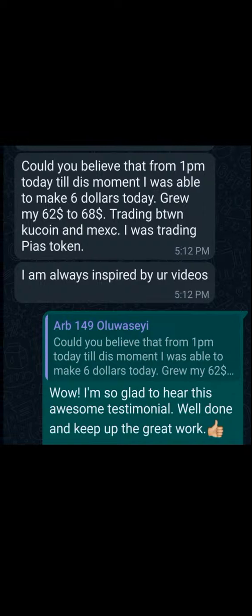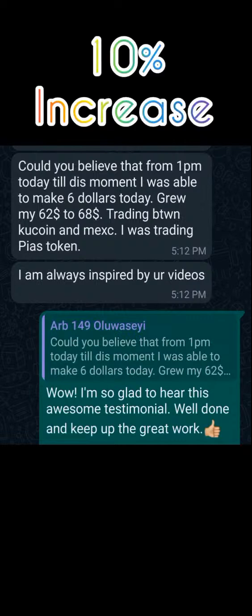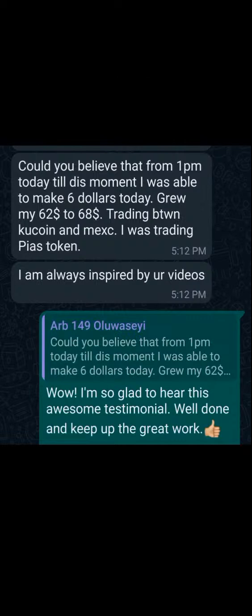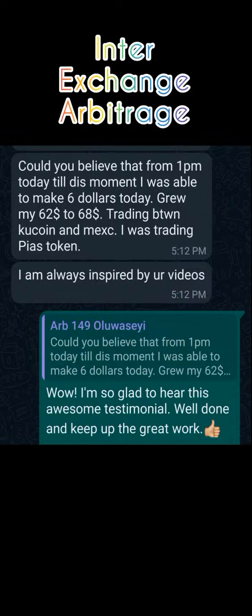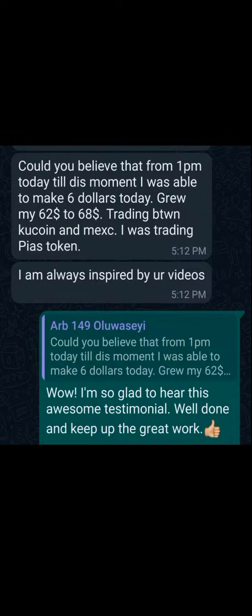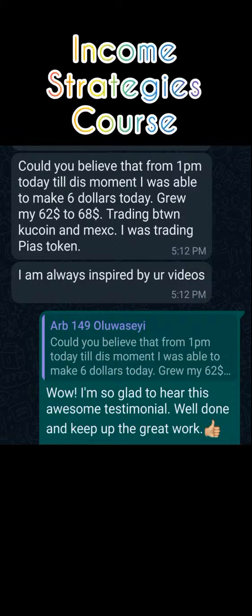Now, what about what happened the following day? This was a 10% increase. He traded for a couple of hours and made a 10% increase on his trading that day. For those of you wondering how much you can make in inter-exchange arbitrage, this is an example, because this is inter-exchange arbitrage at its best. He utilized all the skills, all the information, all the strategies that we teach in our income strategies course. And I'll get to that in a bit.